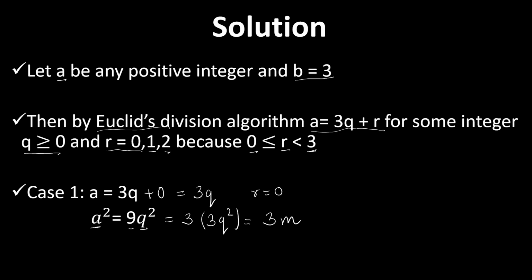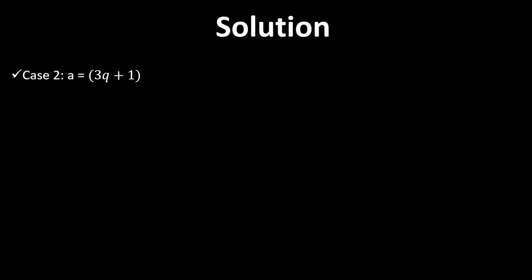So now we are left with two cases, when remainder is equal to 1 and remainder is equal to 2. Let's look at those. So in case 2, we are considering remainder to be equal to 1. In that case, we can write down positive integer a as 3q plus 1. On taking a square on both the sides, we will obtain a square equals 3q plus 1 whole square.